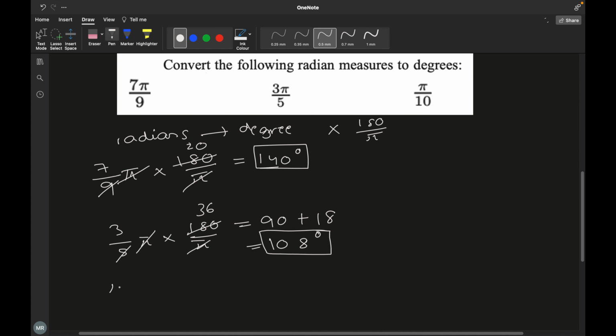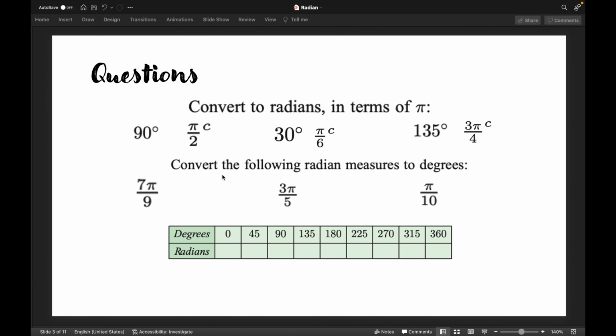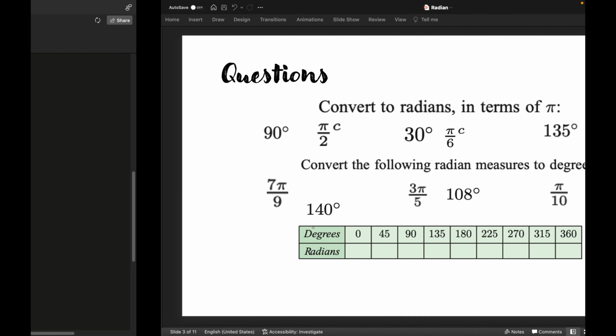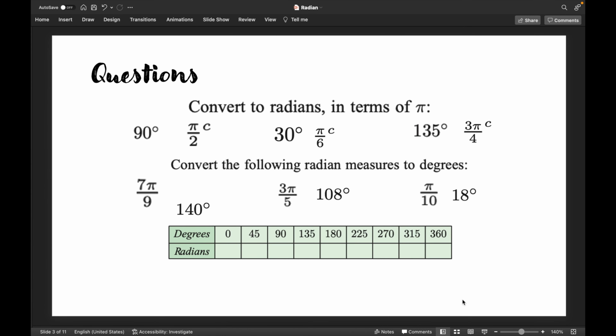And now let's solve the last one. Pi by 10 into 180 by pi. The pi and pi get cancelled and we're left with 18 degrees. So let's see if the answer is correct. 140, 108, and 18.